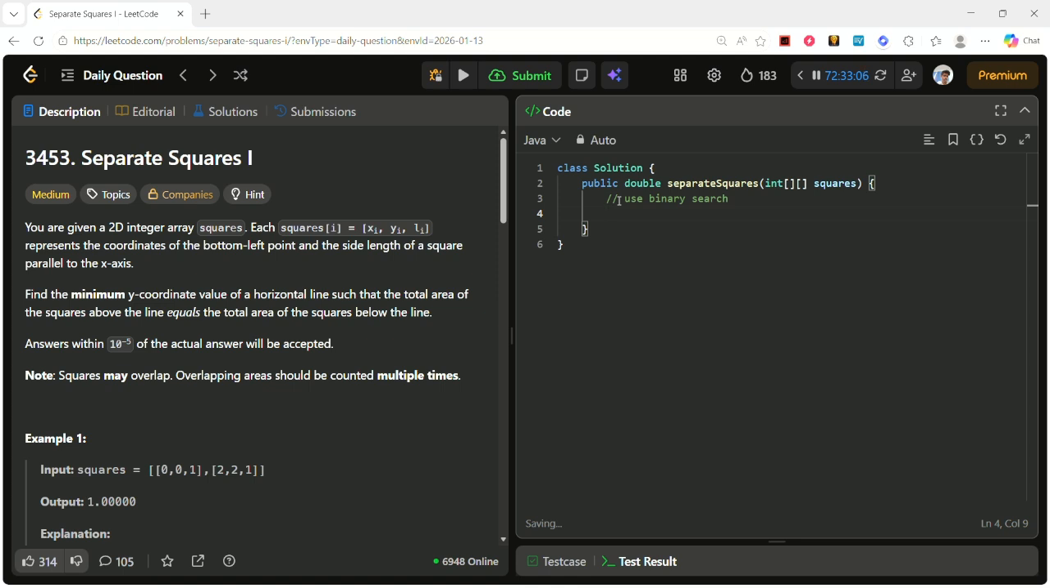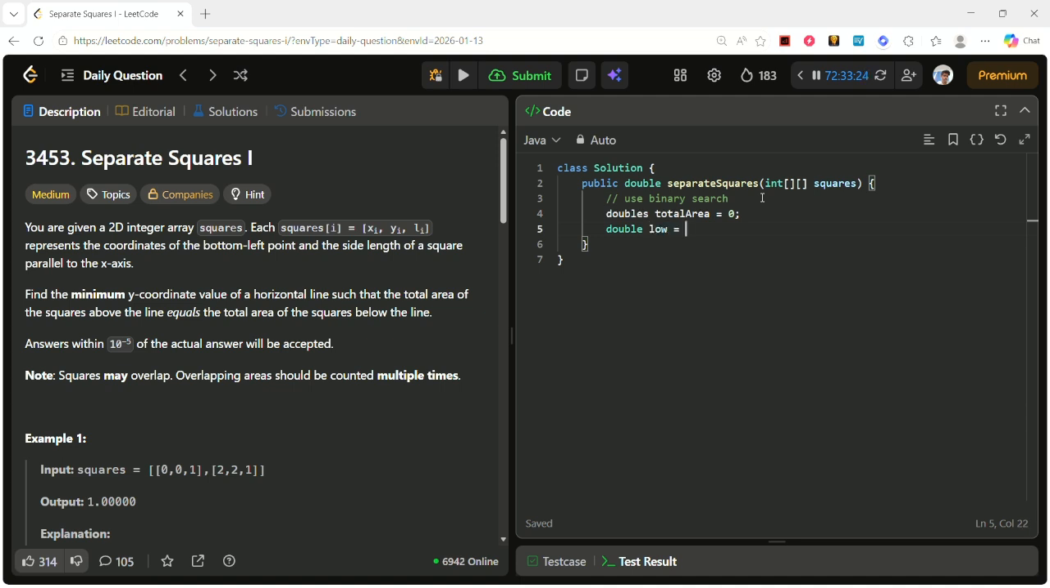And what was our approach? We need to find the y coordinate. So in step 1, define the search space. The answer must be between the lowest bottom edge and the highest top edge of all squares.